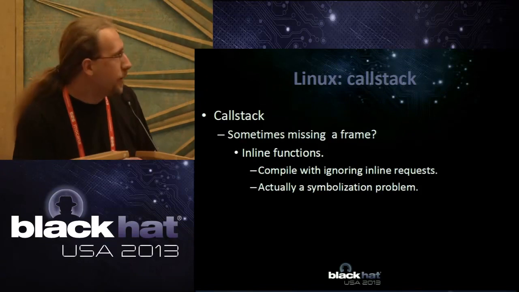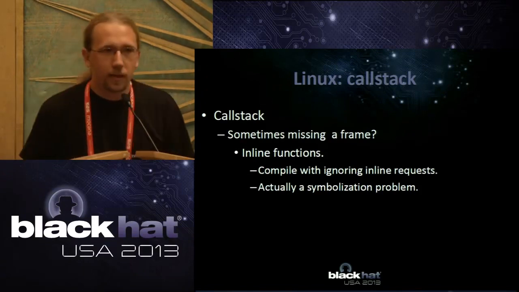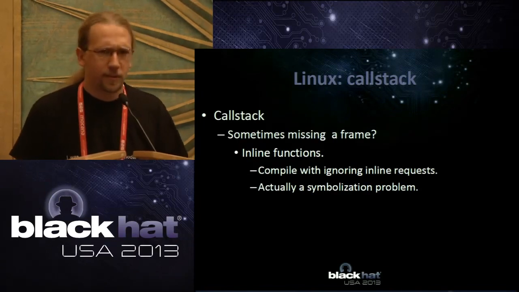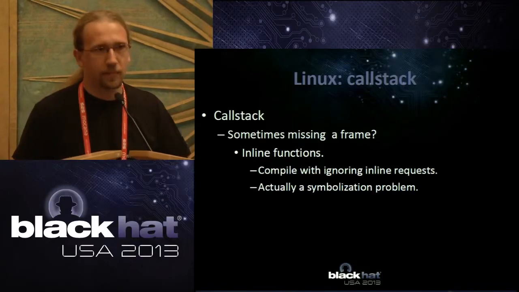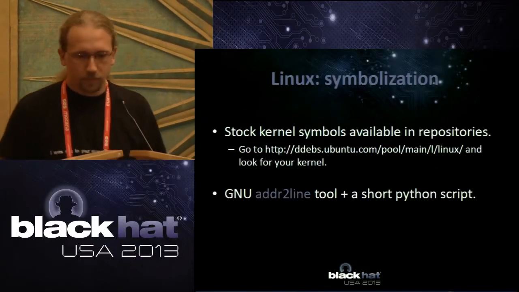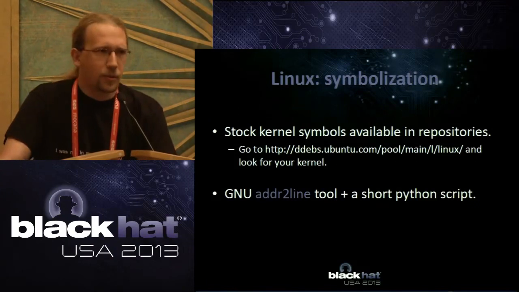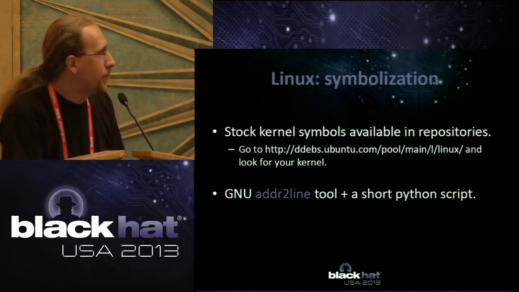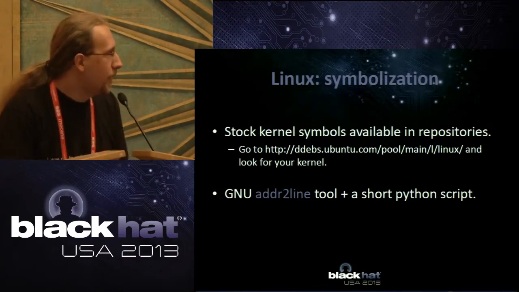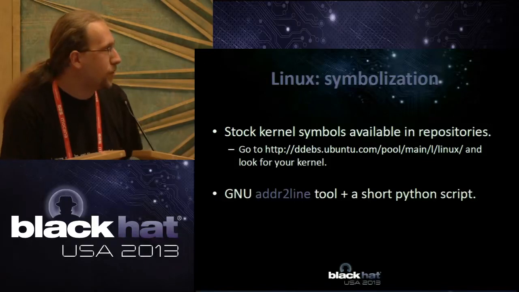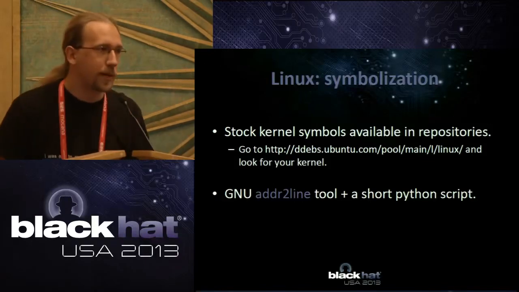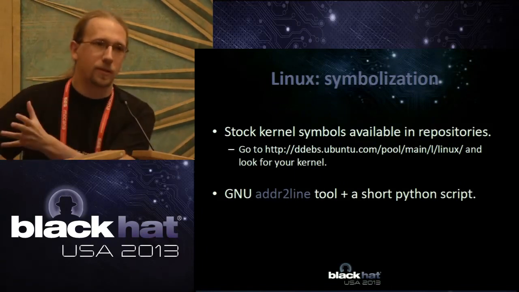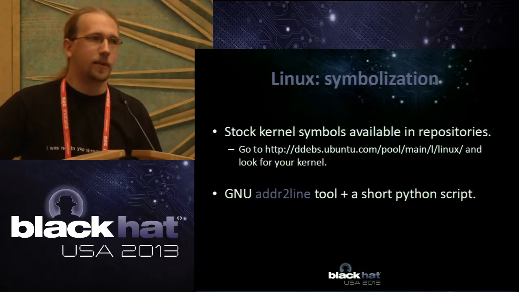Another problem were inline functions. When you compile with inlining, the symbolization gets really messed up. This is easily solvable if you recompile the kernel with inlining disabled. Speaking of symbolization, symbolization on Linux is trivial as well. In case of Ubuntu, you just download the symbols for your stock kernel, which we did in our case, and there's the GNU binutils addr2line tool, for which we wrote a simple Python script to run it, and you get addresses translated to file name, line in that file, and the function name.